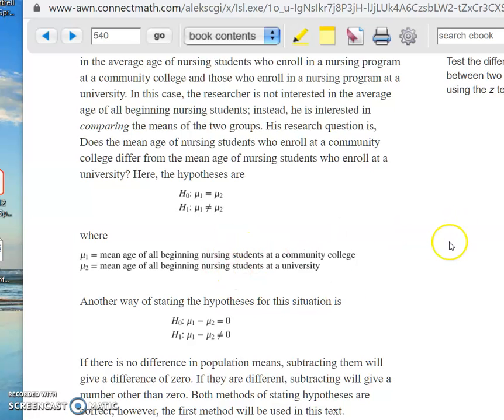It's so important to be able to clearly articulate what the random variable is. The random variable is the age of the beginning nursing students at either the community college or at the university. So the first group here, the first population, so to speak, is community college; I should say the age. The age is a random variable. The mu is the mean of the random variable age. Okay, I hope I got that straight.